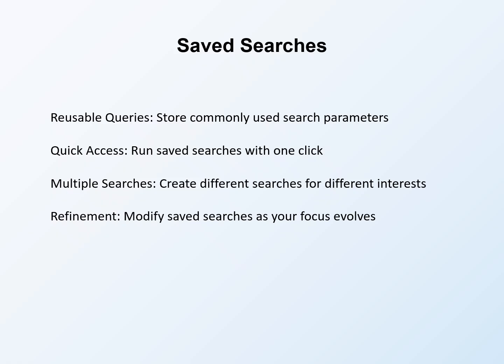If you work across departments with different funding needs, maintain searches for each area. The flexibility to maintain multiple searches supports diverse funding strategies. Refinement allows you to modify saved searches as your organization's focus evolves. When priorities shift or you learn which criteria work best, update your saved searches accordingly. Treat saved searches as living tools that improve over time based on your experience using them.